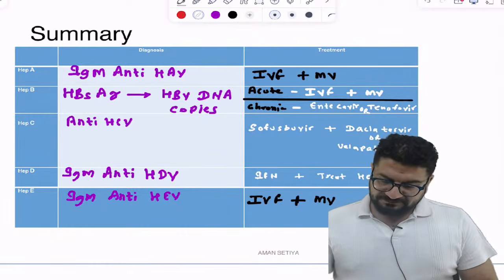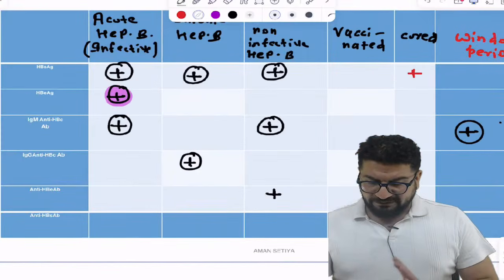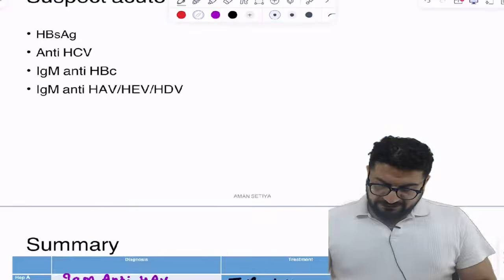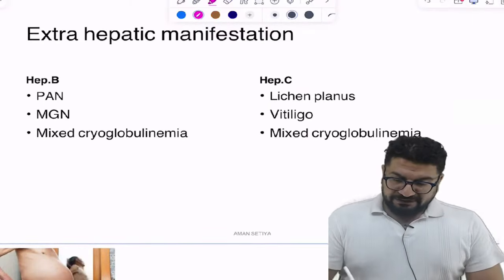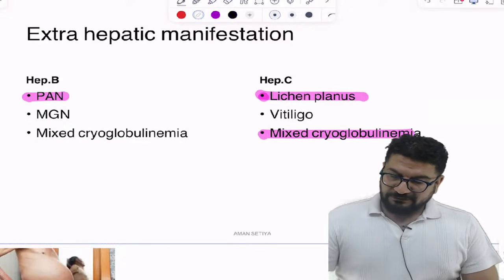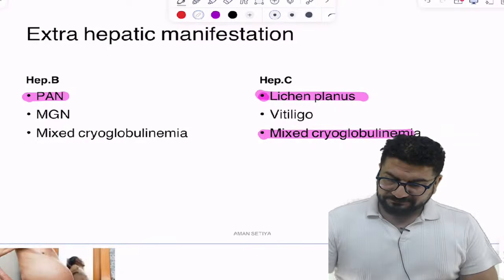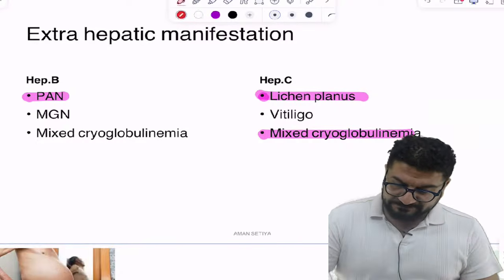Very very important. But in the exam, what do they generally ask questions from? From the markers that we just studied. Very very important, these markers. Now try to understand. They ask you what are the extrahepatic manifestations. In B it will be PAN, in C lichen planus and mixed cryoglobulinemia. So this question they also ask in exam.